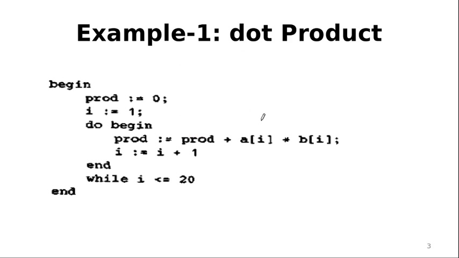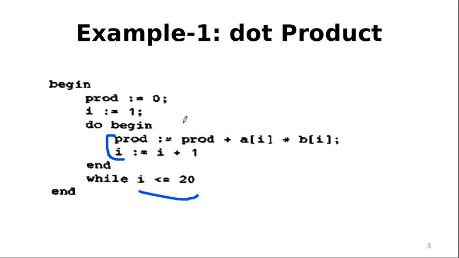So now observe, we have the source program for it. Initially, production equal to 0, I equal to 1, then this is the do part, and in the do part we have two statements. Production equal to production plus a of I into b of I, and one more, the I value incrementing, I equal to I plus 1. And my condition: how many elements are there in the two vectors? That is 20, so I less than or equal to 20.